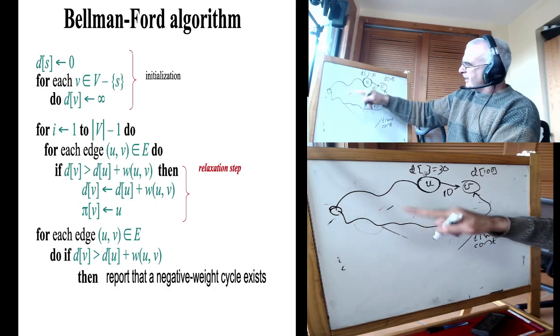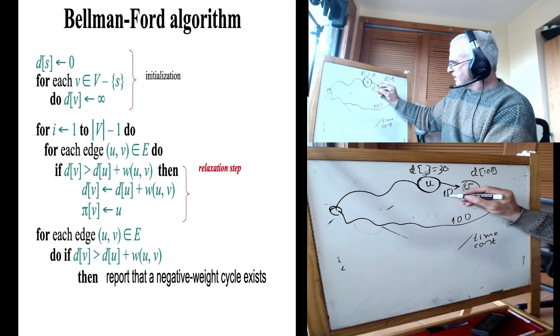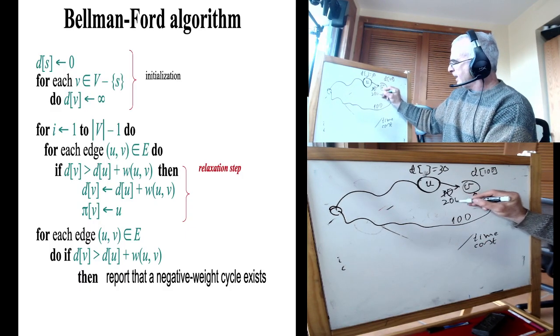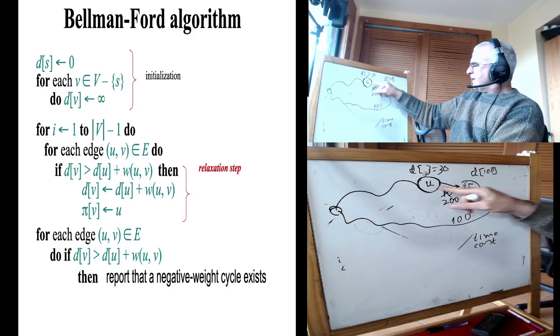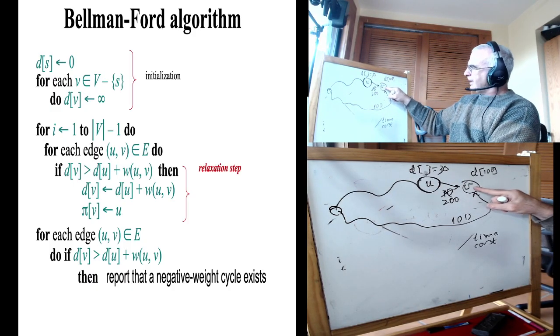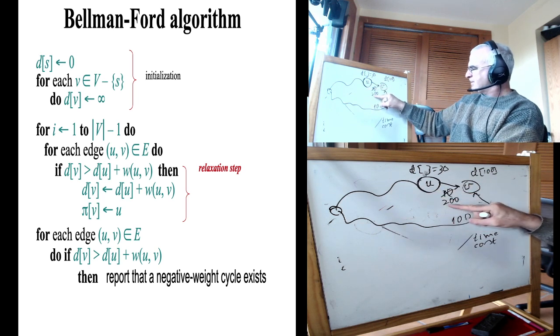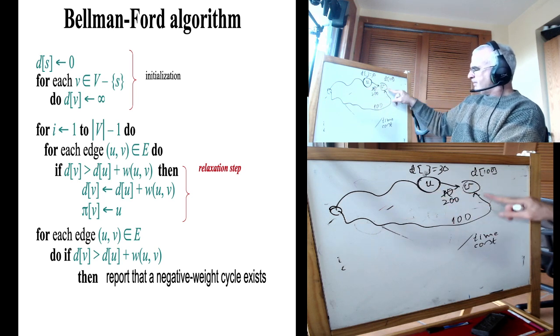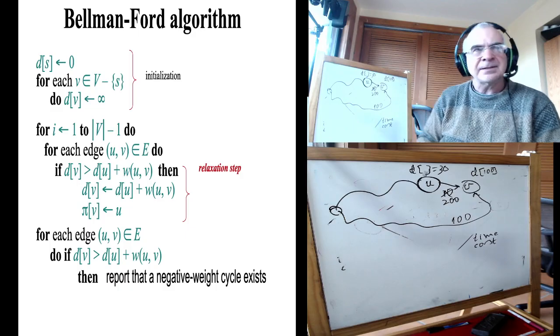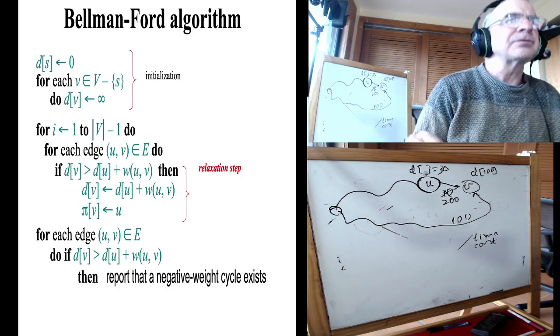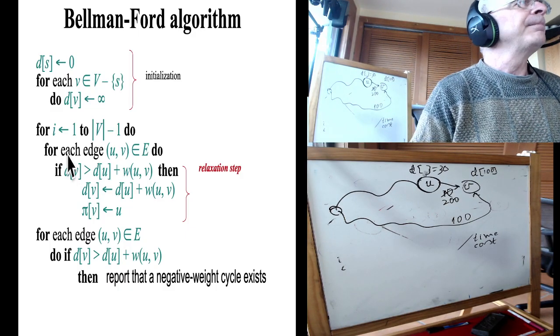If the cost of this edge would be 200, then you will still make this offer to V, that is, to reach V the cost of 30 plus 200. However, V will prefer to stay with its previous cost, with the previous best cost that he knew.